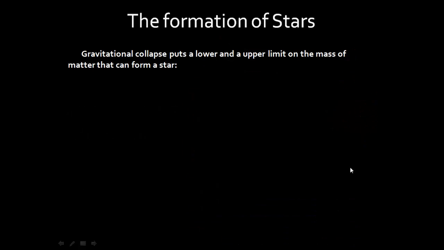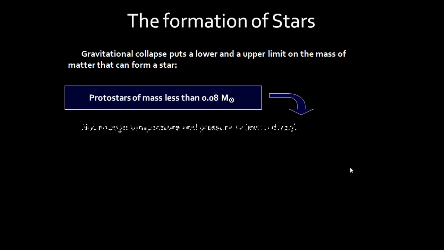So the gravitational collapse puts a lower and upper limit on the mass of the matter. If it's a protostar of less than 10% of a solar mass, there is not enough temperature and pressure for it to start fusing, and it will glow, but it will not fuse. It's not really a star. It will be a brown dwarf.